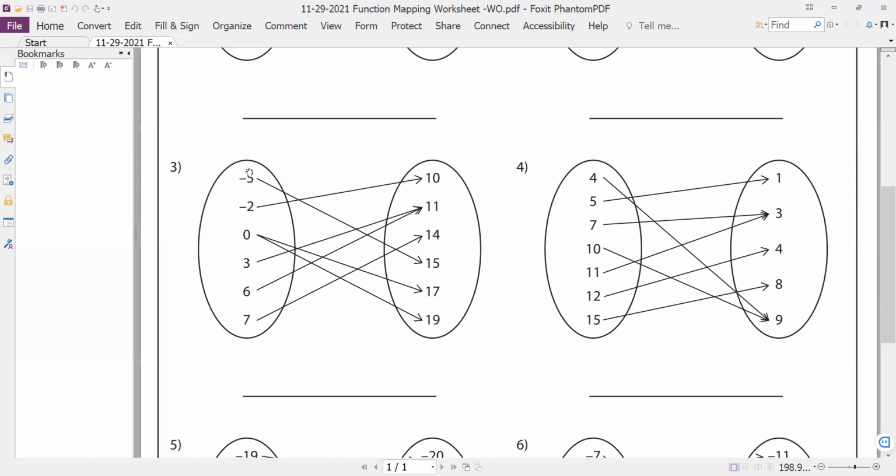No. Which number on the left side maps to more than one number over here? The 0. That's it, the zero. The zero is mapping to 17 and it's then mapping to 19. That makes it not a function. Because remember I told you it had to be a one-to-one input to output. And here you have zero mapping to a 17, zero mapping to a 19. That's a no-no, not a function.